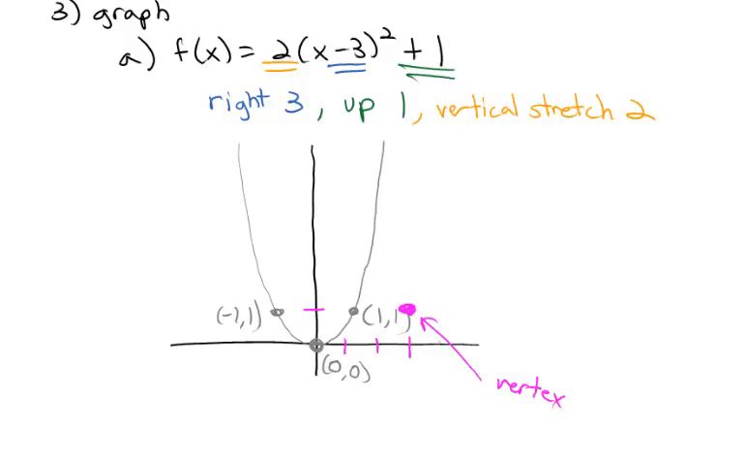Then we're going to curve over 1 and up 1 to get the next points, but we want to also vertically stretch it by 2. So we're going to double the vertical movement. Before, the vertical movement was 1 unit. Now when we go over, the vertical movement is going to be 2 units.